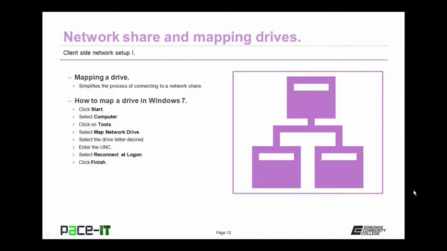So how do you map a drive to a network share in Windows 7? Well, you click on the Start button, then you select Computer, and then you click on Tools. From that drop-down, you select Map Network Drive. Then you select the drive letter that you want that network share to have. Then you enter the Universal Naming Convention, the \\computer name\share name, and then you select Reconnect at Logon and then Finish. From now on, you will have a shortcut link to that network share available from the desktop.